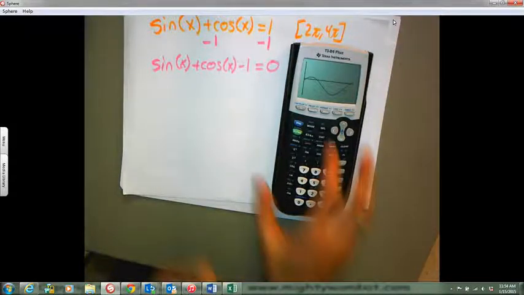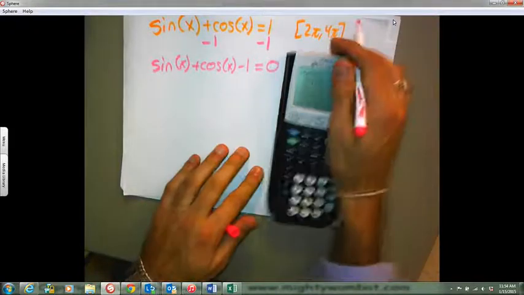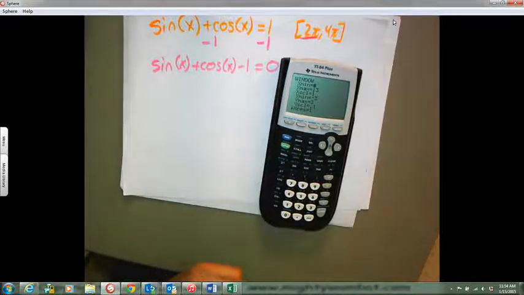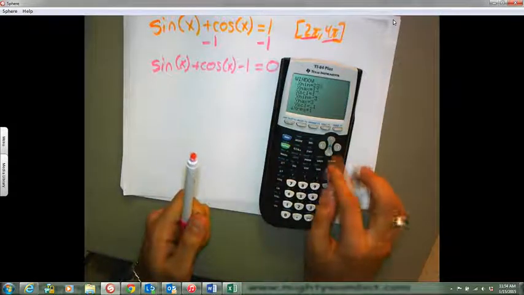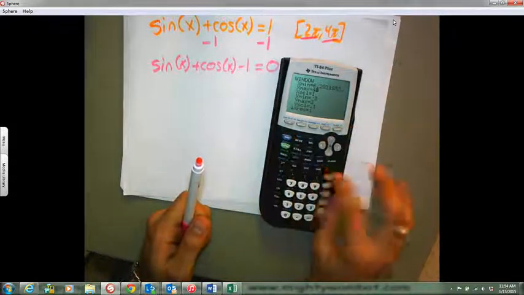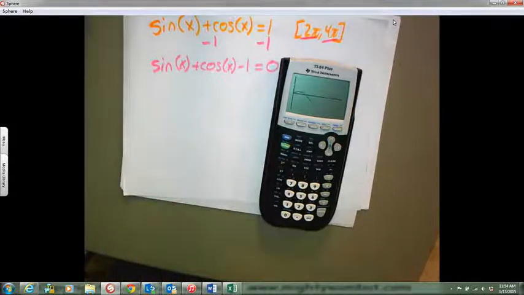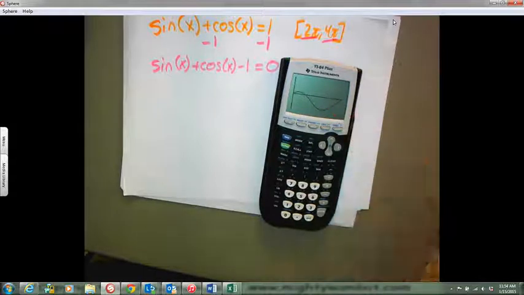Let's change the window. Let's go window. And the x min should be 2 pi. And the x max should be 4 pi. So let's do that. 2 pi and 4 pi. Click graph. And the y min and y max aren't really crucial. Just pick one small positive number. So I picked positive 3 and negative 3.